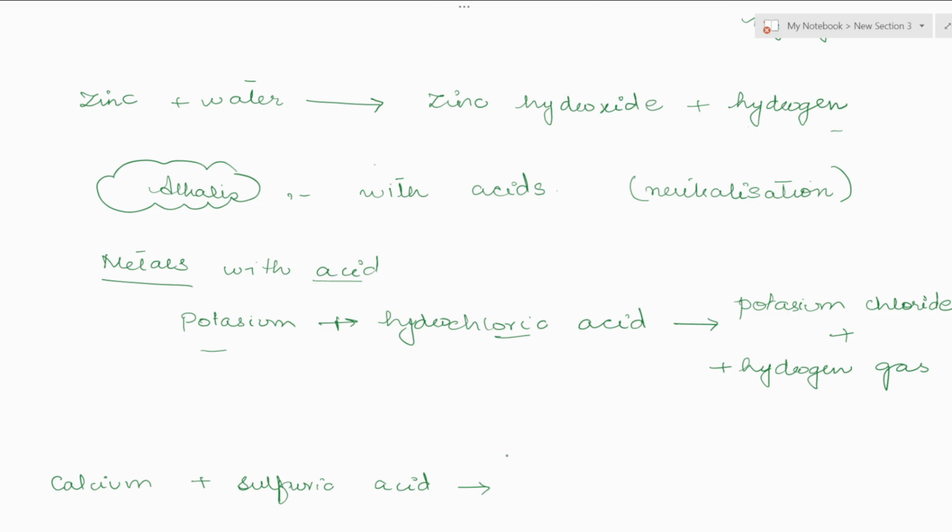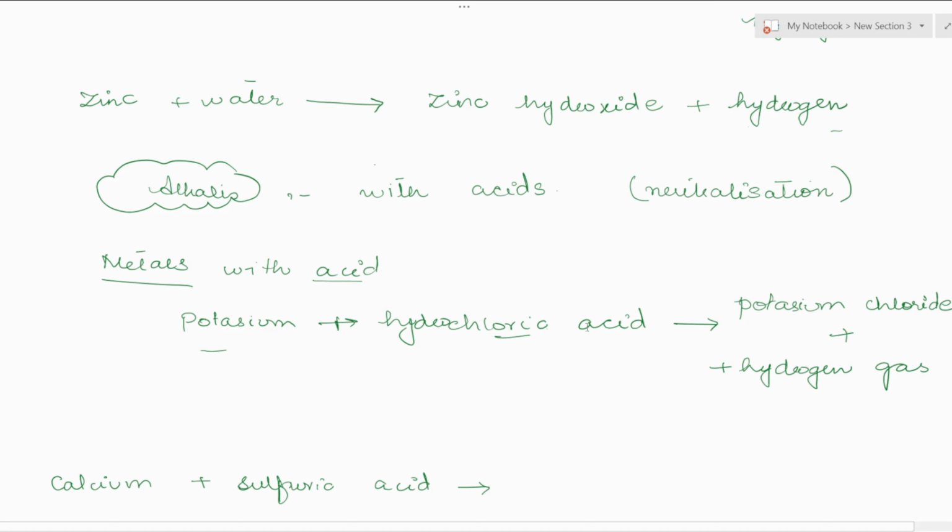Do you know the chemical formula of hydrochloric acid, sulfuric acid, potassium chloride, or calcium sulfate? Do you know how to write them? No? Okay, we need to learn this as well, because now we have to write equations, and for writing an equation we must know how to write a chemical formula. Let me finish this topic and then we'll discuss how to write a chemical formula.